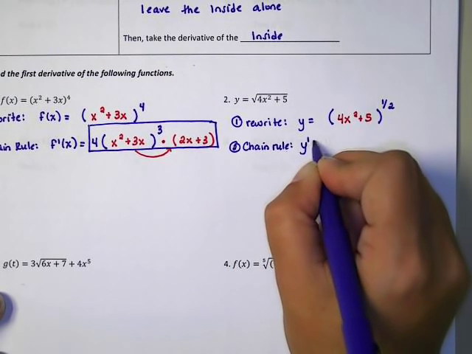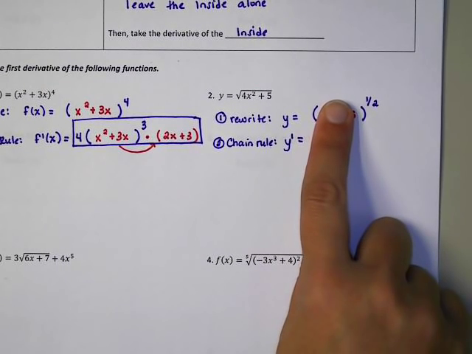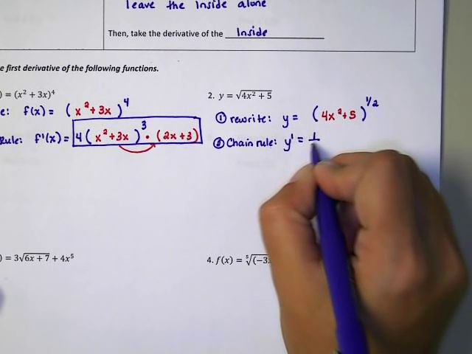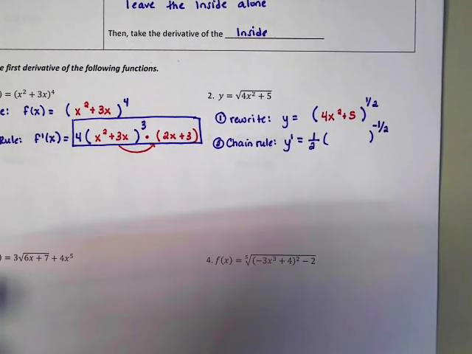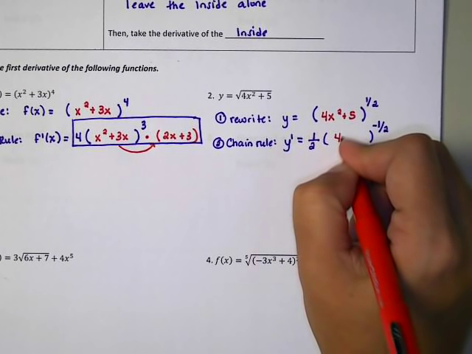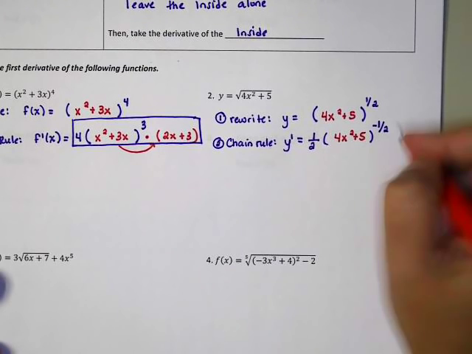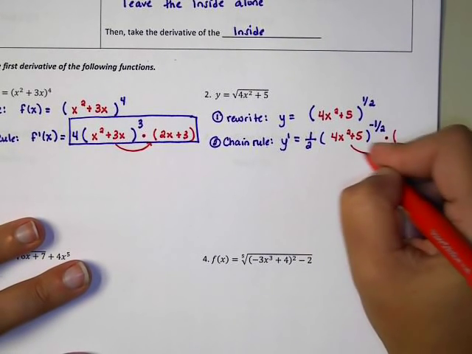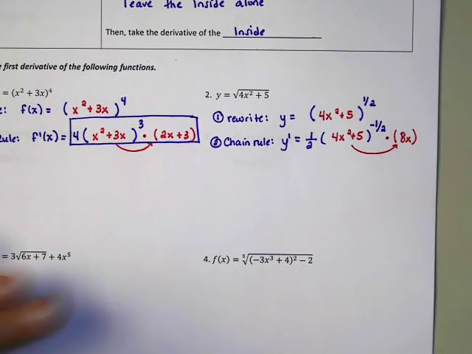So y prime would equal, and I need to ask myself, how do I usually take the derivative of something to the 1/2 power? The answer is I use power rule. So I would drop the 1/2 power and I would subtract 1 to make this power a negative 1/2. Now chain rule says don't change the inside, just leave it 4x squared plus 5. Then I'm going to take the derivative of the inside. So the derivative of 4x squared plus 5 would be 8x.